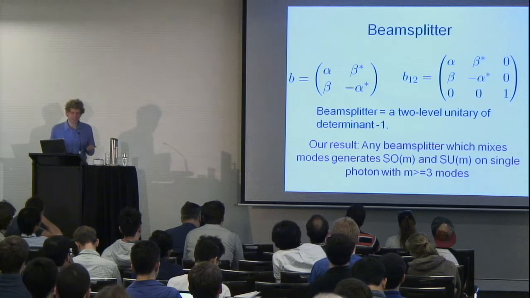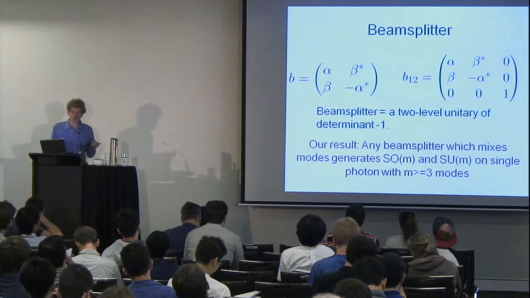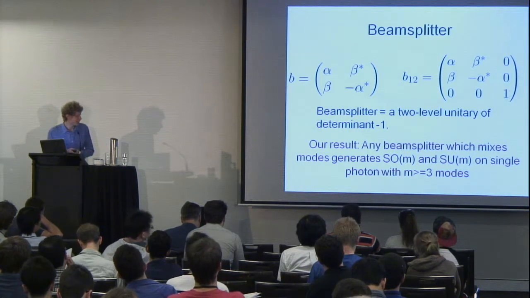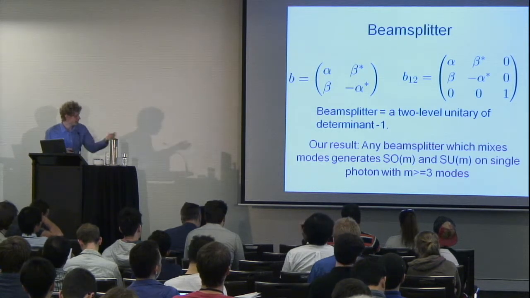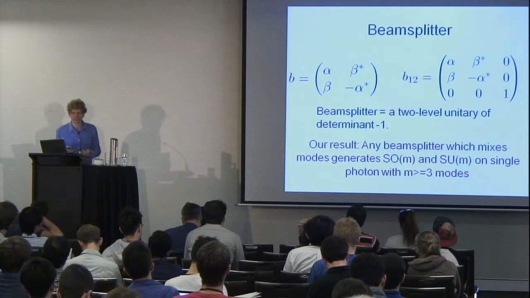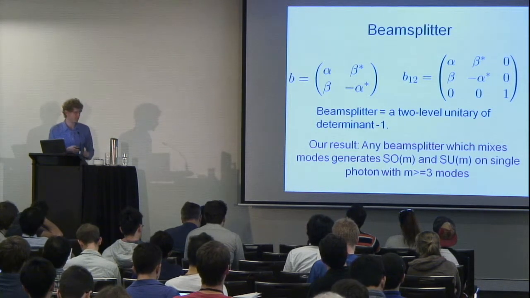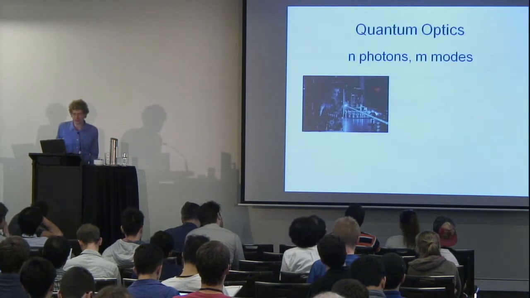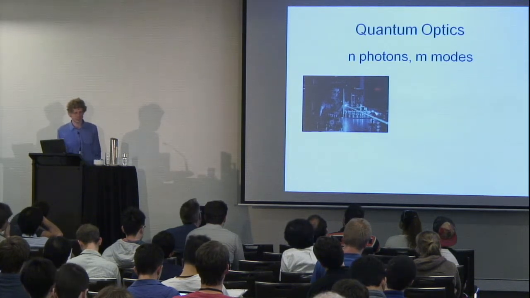So what our result says is that if you have multiple copies of any beamsplitter, and that beamsplitter mixes the modes in some way, then you can use those to create any orthogonal or unitary transformation of a single photon. Yeah, that's the optical rendition of the theorem. All right, so why is quantum optics interesting to us as people interested in quantum information?